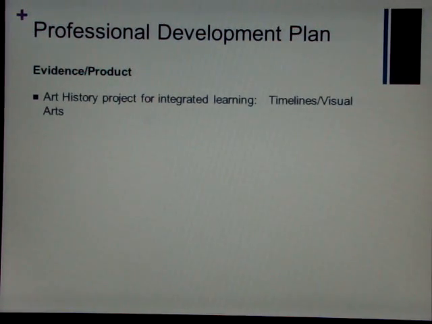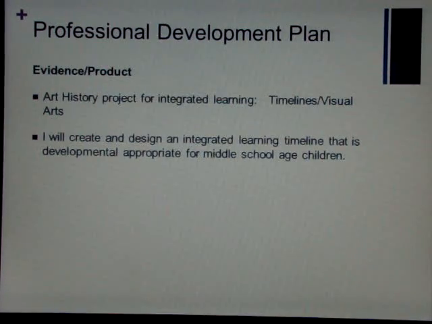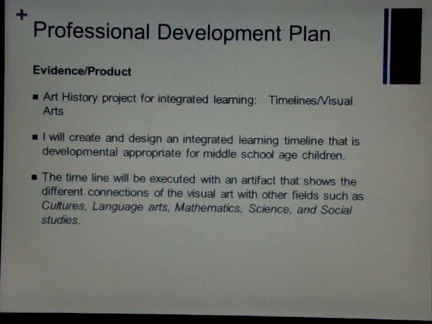The evidence or product. It will be an art history project, like I mentioned before, for integrated learning, which uses a timeline in the visual arts. I will create a design and integrated learning timeline that is developmentally appropriate, especially for middle school age children. This timeline will be executed with an artifact that shows the different connections of the visual arts with other fields such as cultures, language arts, mathematics, science, and social studies.